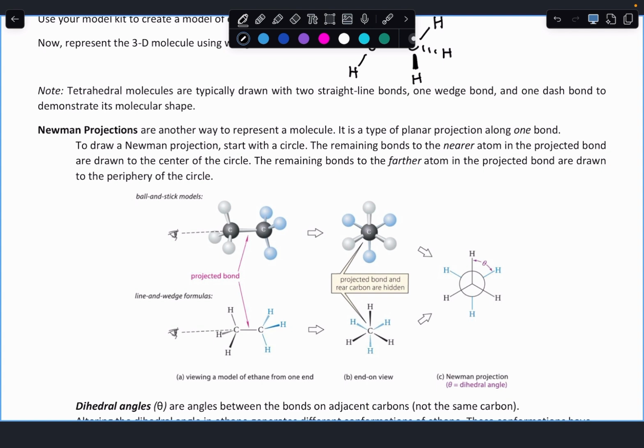Another thing on this image is this theta. This is a dihedral angle. This is the angle between bonds on adjacent carbons, not the same carbon. So the way we've drawn it here, this is a 60-degree angle. It's the angle between these two atoms here. Or we could describe the angle between this one and this one. That's a 180-degree angle. This one and this one would also be 60. But we're never describing a dihedral angle of these on the same carbon. This is a tetrahedral atom, so it would be 109.5 degrees.